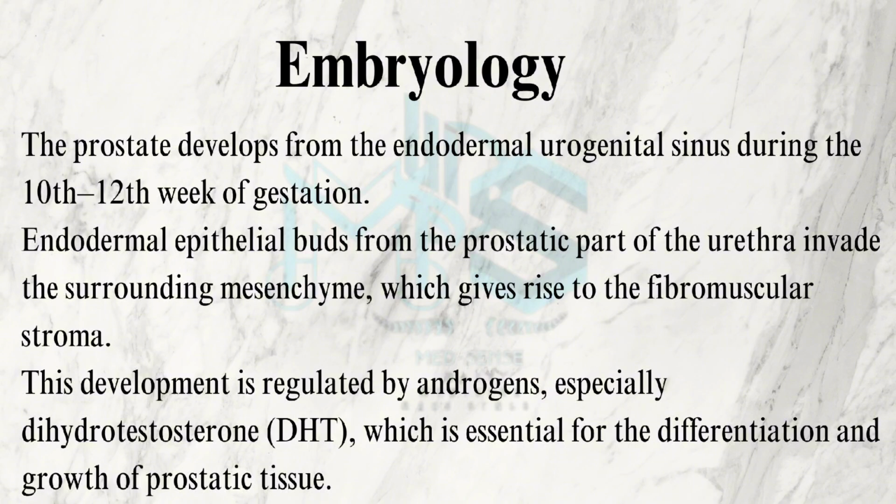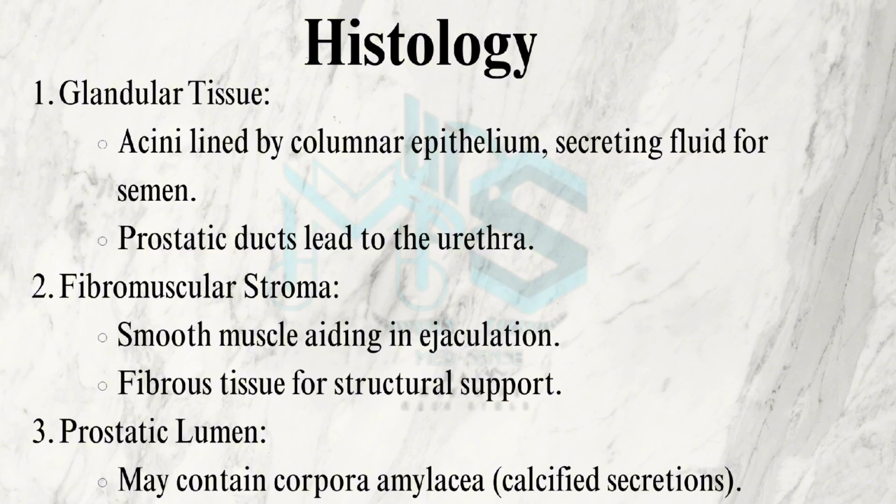Now, you cannot write effectively about the anatomy of the prostate without discussing the embryology and the histology. Now, this is what the histology looks like. We have the glandular tissues, the fibromuscular stroma, and the prostatic lumen. This is all about the histology of the prostate.